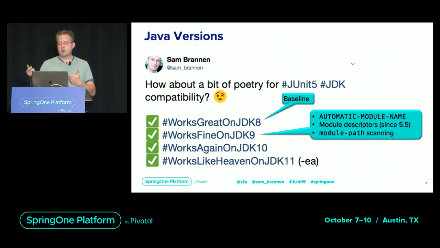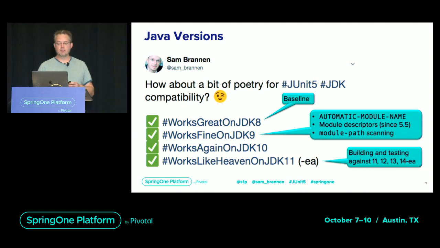Originally we had automatic module names, but we added module descriptors in 5.5. So your module-info is in there. And we also have support for scanning the module path to find your tests, in addition to scanning the class path. We were testing on JDK 10, and 11 EA was out at that time.